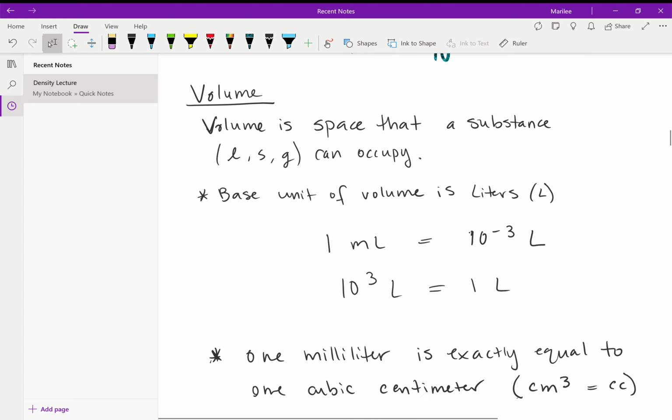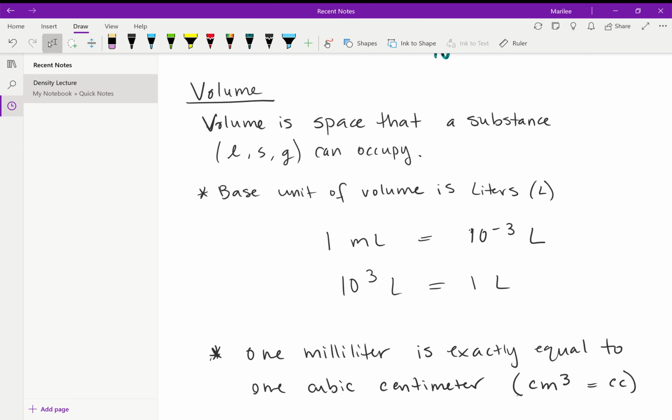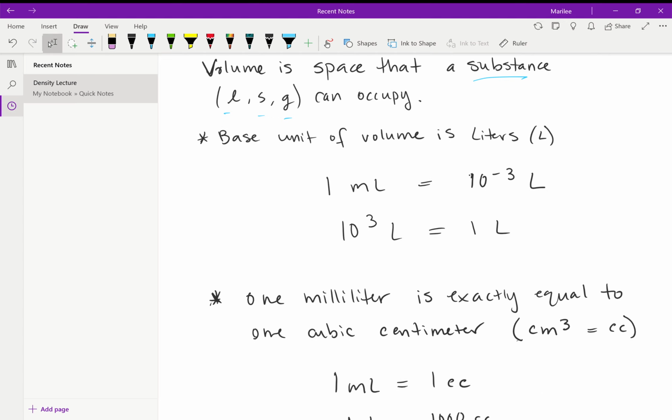Next we have volume. Volume is space that a substance can occupy. A substance can be anything, liquid, solid, gas. The base unit of volume is liters. Some conversions, we have 1 milliliter is equal to 10 to the minus 3 liters, or if we have a decimal point here, we go back 3 times, 1, 2, 3. That would be 0.001 liter.